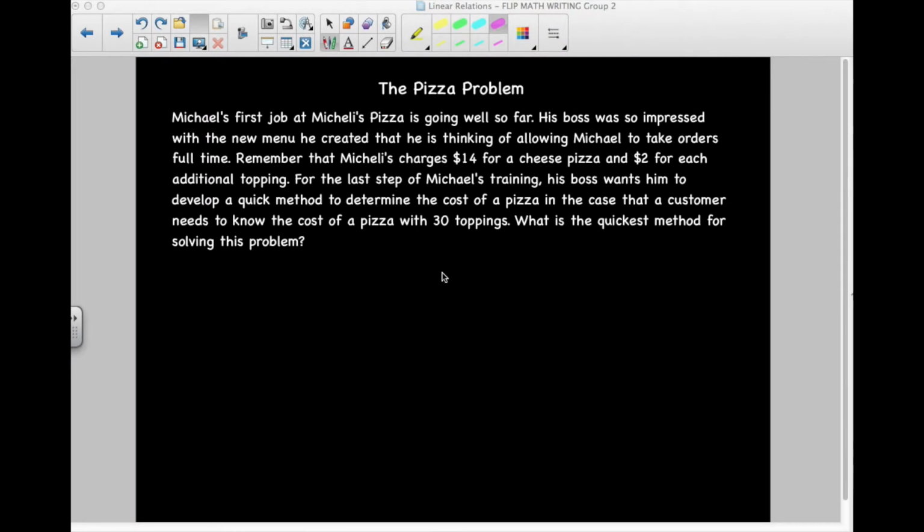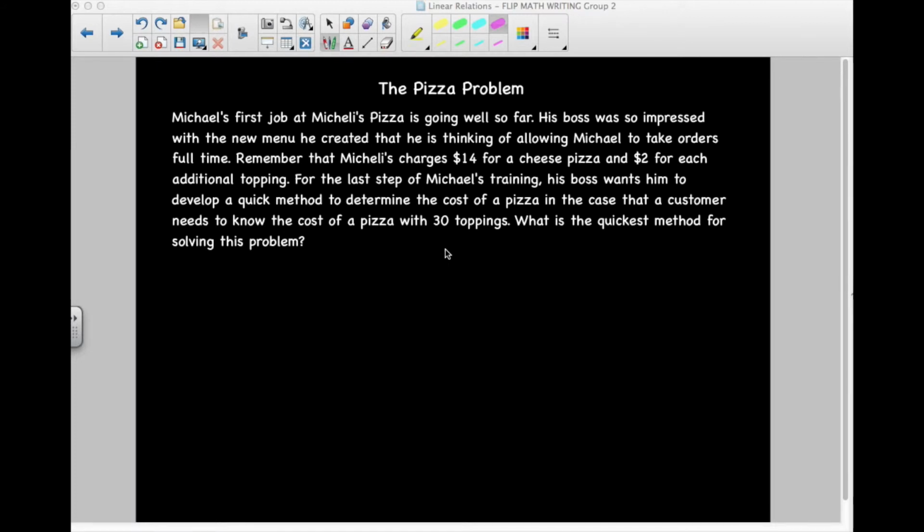So once again, let's read the problem once, and we'll read it a second time and highlight some of the important information. So Michael's first job at Michelli's Pizza is going well so far. His boss was so impressed with the new menu he created that he is thinking of allowing Michael to take orders full-time. Remember that Michelli's charges $14 for a cheese pizza and $2 for each additional topping. For the last step of Michael's training, his boss wants him to develop a quick method to determine the cost of a pizza in the case that a customer needs to know the cost of a pizza with 30 toppings. What is the quickest method for solving this problem?